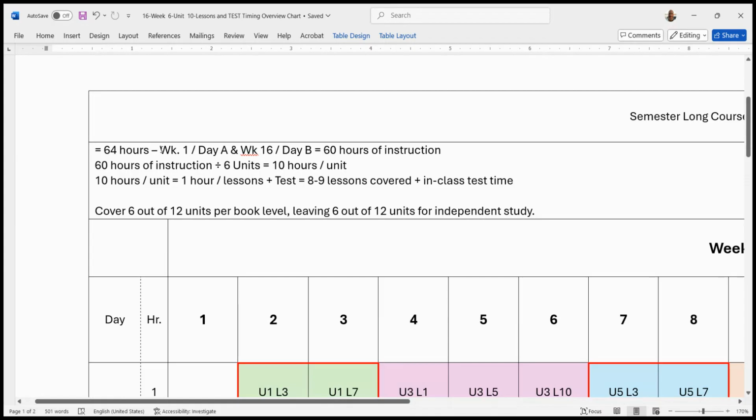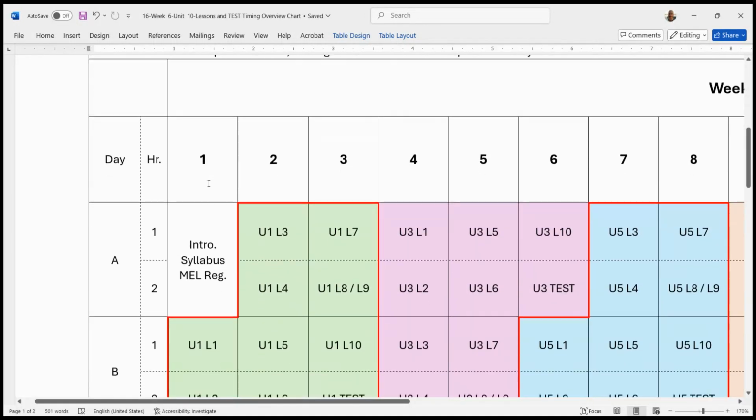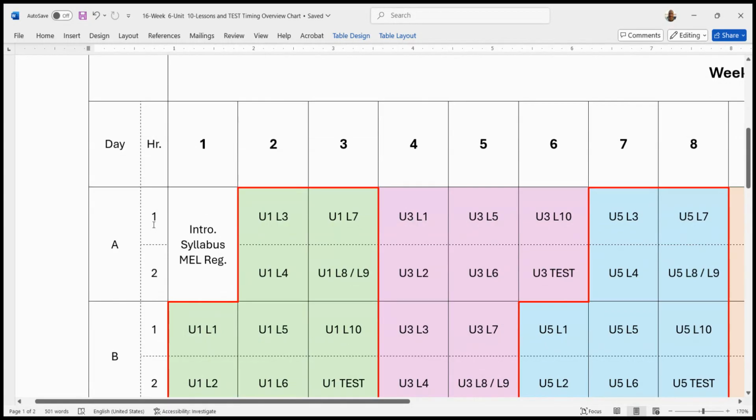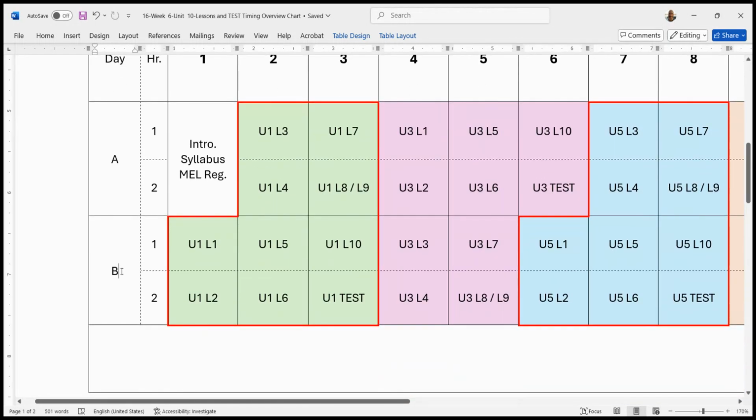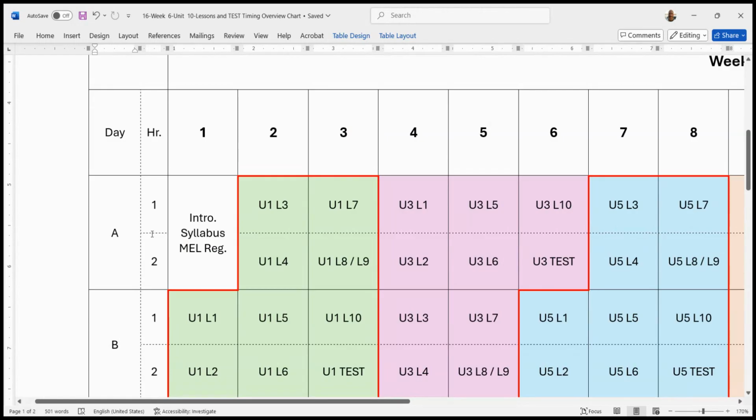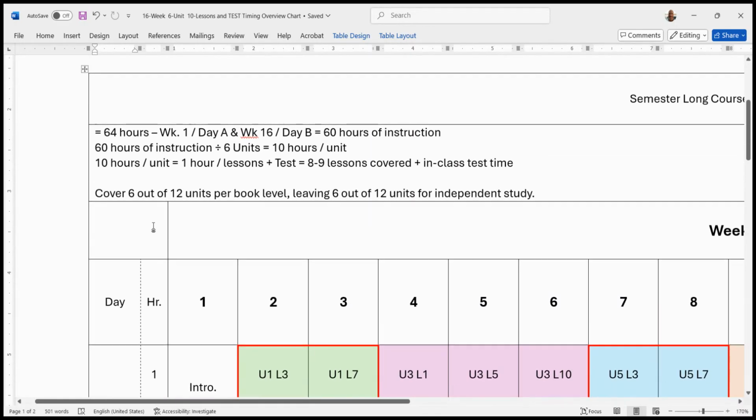So I'm looking at each week having 2 days. So week 1, day A and day B. And then each day having 2 hours. So hour 1, hour 2. So day A would be either a Monday or a Tuesday. Day B would be Wednesday or Thursday, depending on the breakdown. And then 2-hour courses, maybe with a 10-minute break between, so 2 50-minute lessons.